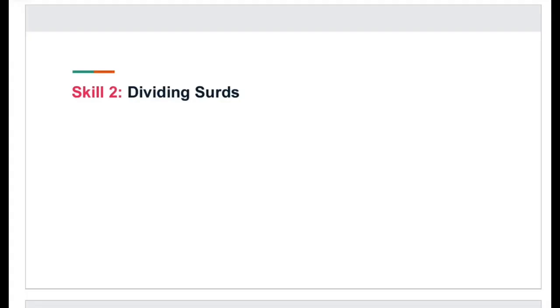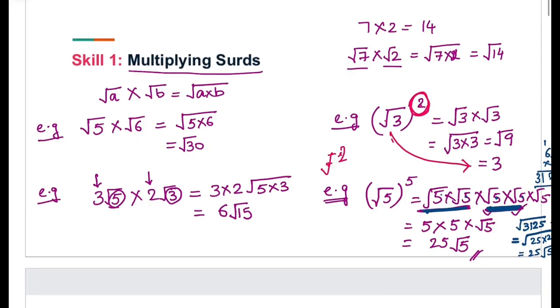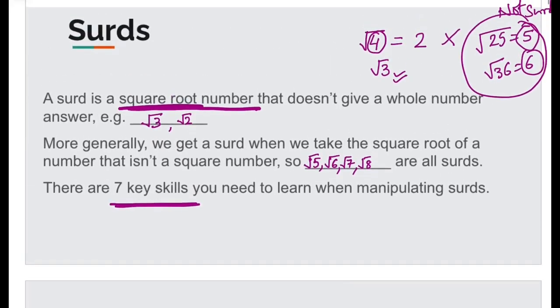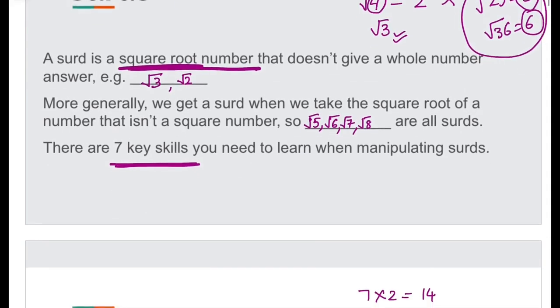So today we are doing dividing surds, right? This is video 2 of the surds series. If you haven't watched the first one, in the first one we did multiplying surds and introduction to surds. So if you haven't watched that, make sure you go back and watch that.